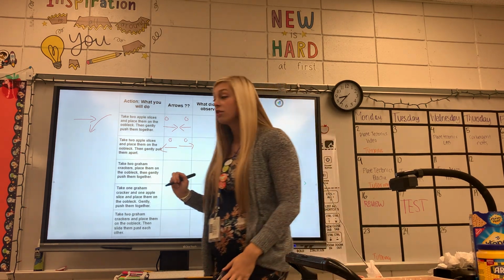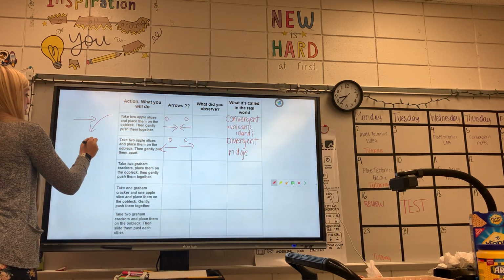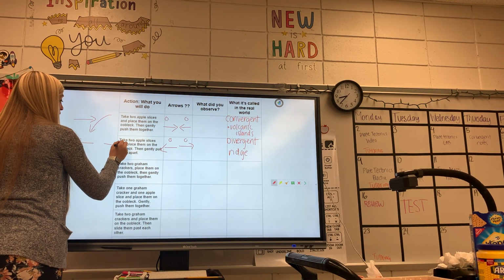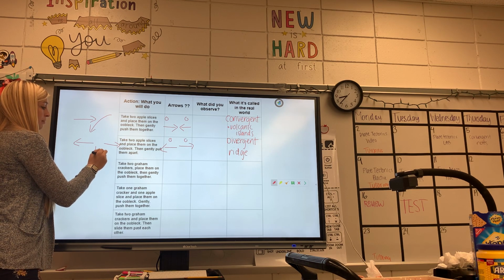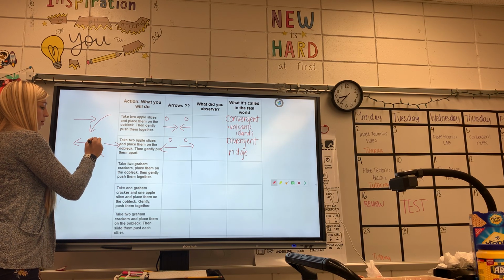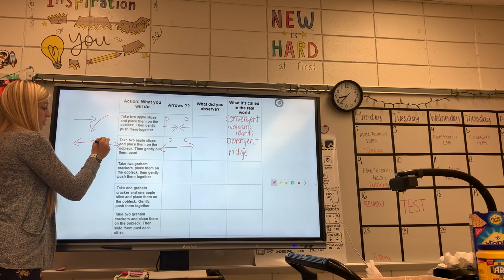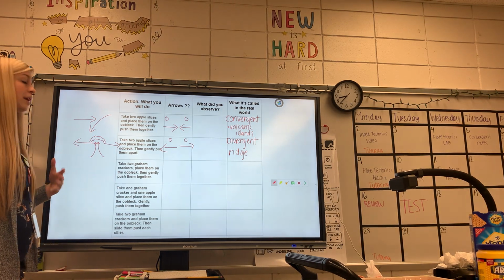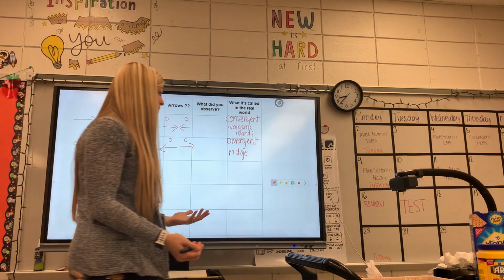So what would this really look like? It would look like pulls apart, magma comes up, and it forms little ridges that get taller and taller, and that's how you get like mountains in the ocean.